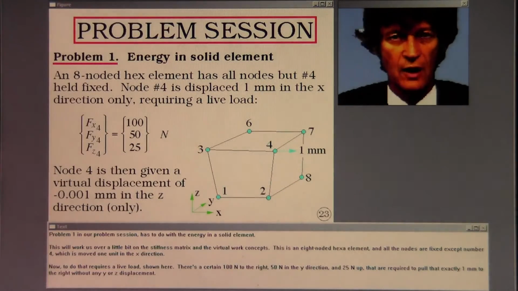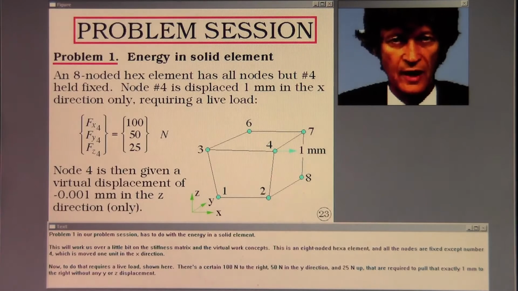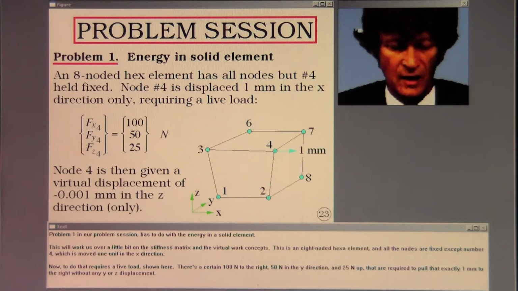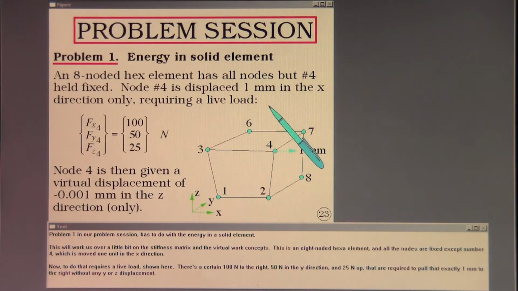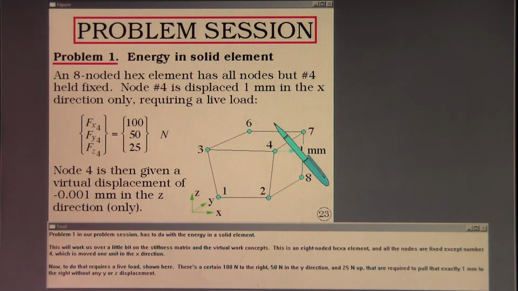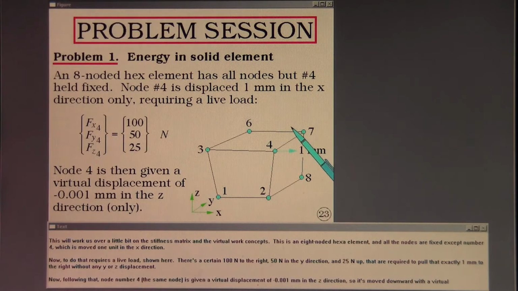Problem 1 in our problem session has to do with the energy in a solid element. This will work us over a little bit on the stiffness matrix and the virtual work concepts. This is an 8-noded hex element, and all the nodes are fixed except number 4, which is moved 1 unit in the x direction.